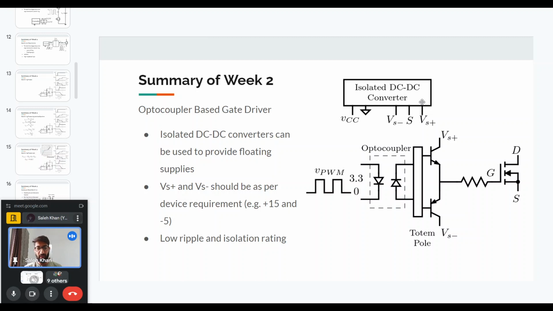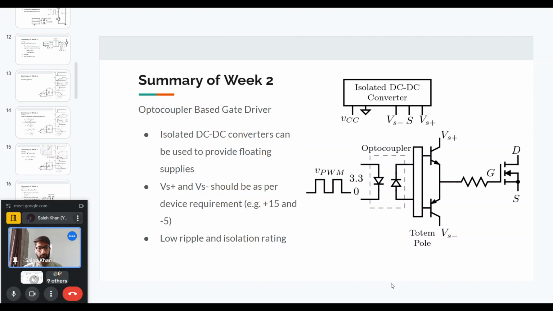And there will be an isolation rating, and that isolation rating will depend on the VDC voltage that you are supplying, because the isolation between the input side of this DC-DC converter should be able to handle that DC bus voltage. So that will determine the isolation rating of this isolated DC-DC converter.